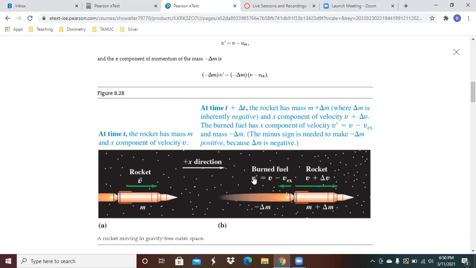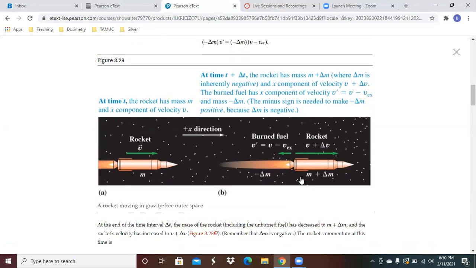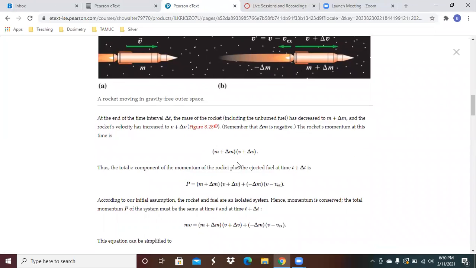So you've got the burned fuel that's moving at v prime, which is equal to the velocity of the rocket minus the velocity of the expelled fuel. And then the rocket here is going to have some sort of change in velocity, and we're not exactly sure how that's going to reflect. And we know it's going to have a change in mass, because the mass here should be the same as the total mass here. We're looking at it as a system. So whatever change in mass you've got here should be equal and opposite of what you've got going on here. So there you go. That's what we've got there.